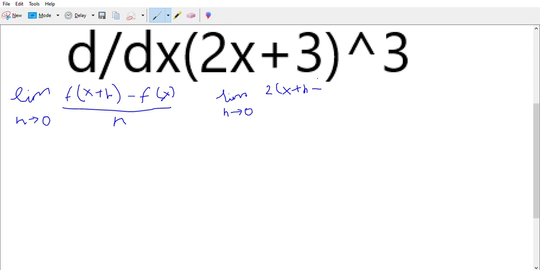Alright, so now, wherever there's x, it's basically x plus h. Now it's 2 times x plus h plus 3, all that cubed, minus 2x plus 3 cubed, all over h. So this is how it would be written in derivative form. Now if I were to plug in 0 for h, it would just be 2x plus 3 cubed minus 2x plus 3 cubed, which is 0 over 0, which is not going to work.